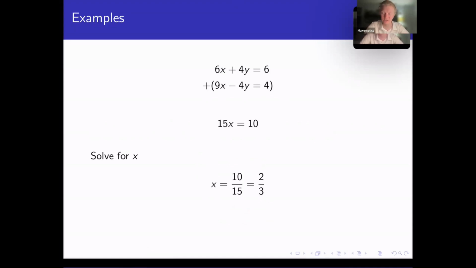This is elimination. Add or subtract the equations to eliminate one of the variables. And if you need to do the added step of manipulating one of the equations, that's totally fine too.